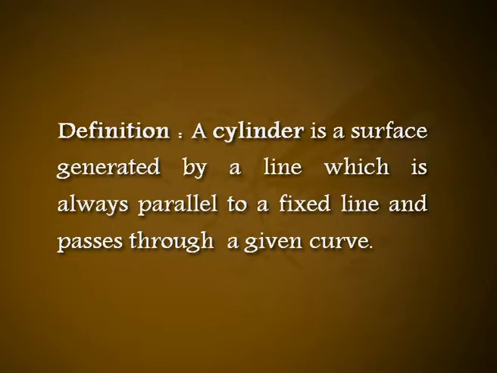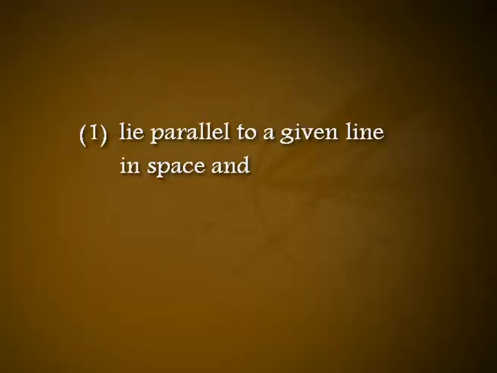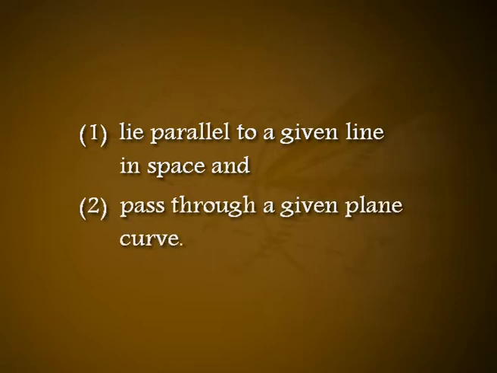Definition: a cylinder is a surface generated by a line which is always parallel to a fixed line and passes through a given curve. That is, a cylinder is a surface composed of all lines that lie parallel to a given line in space and pass through a given plane curve. The fixed line is called the axis of the cylinder and the given plane curve is called a guiding curve or generating curve.